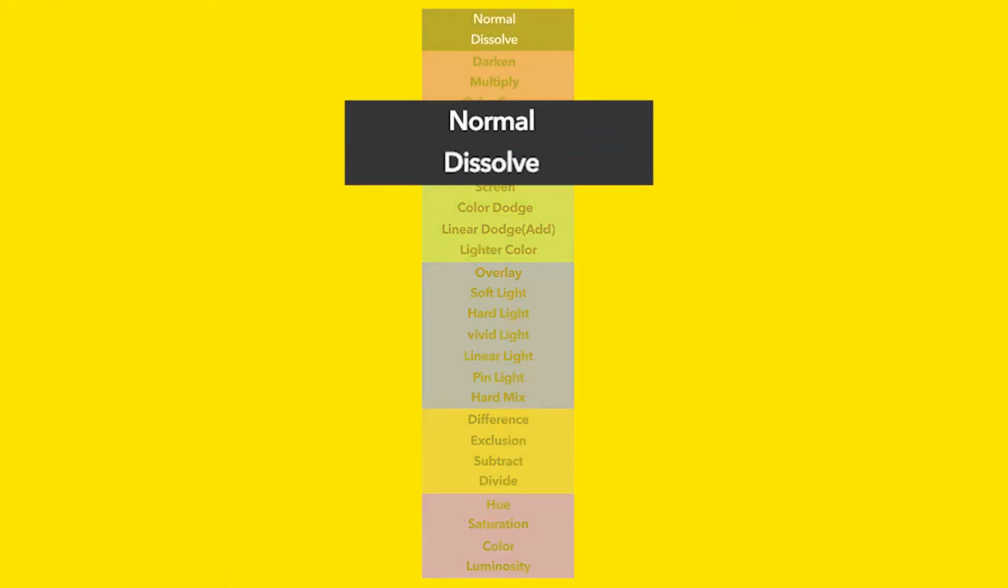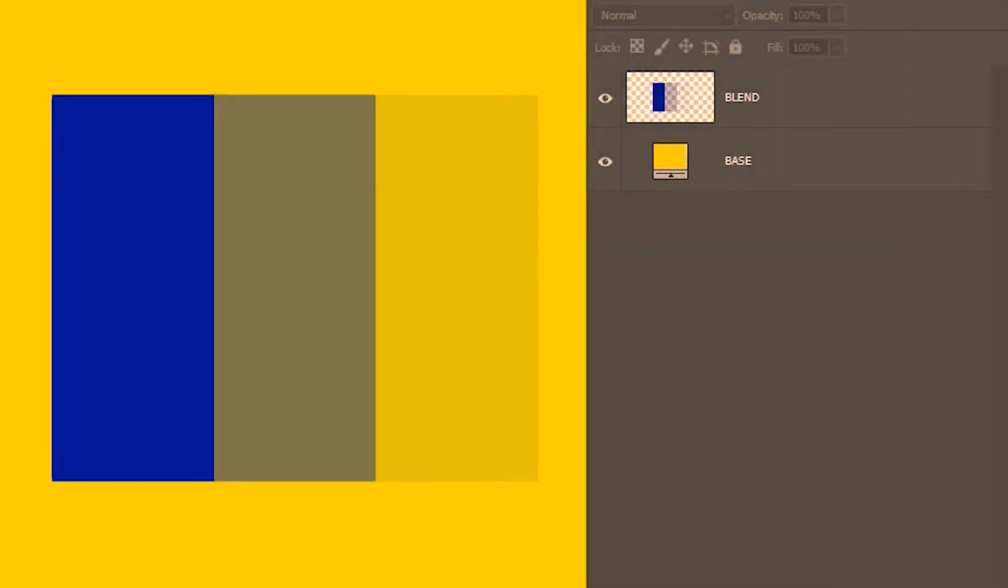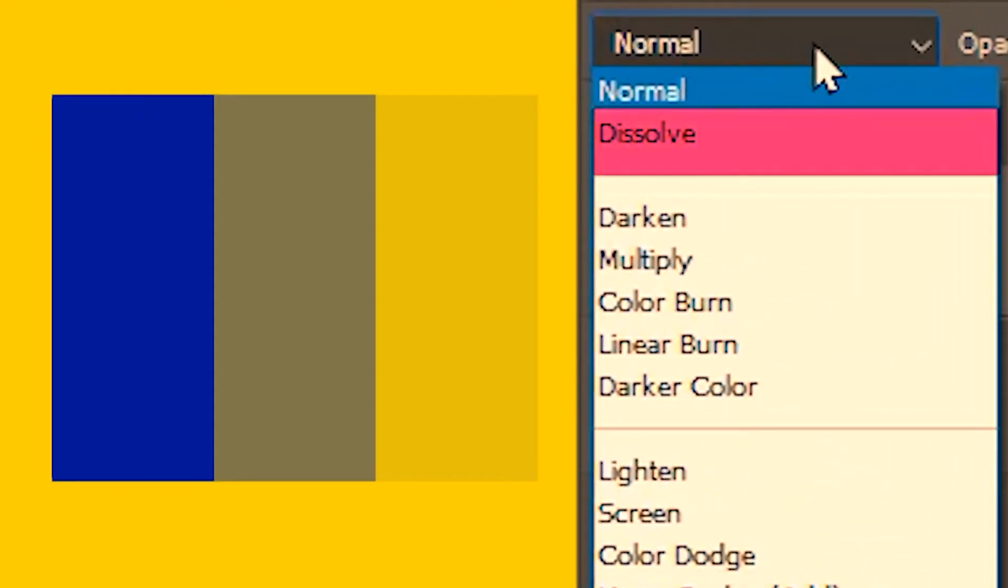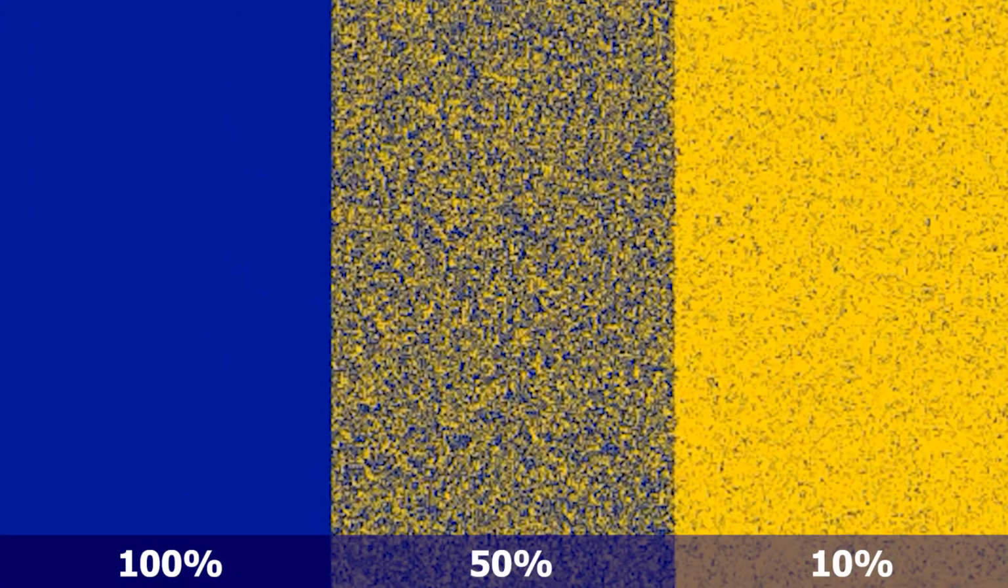The next blend mode in the normal group is dissolve. For dissolve too, we have the same example as normal mode. I'm going to click on the blend layer and then select dissolve. Now what dissolve does is that it randomly turns off pixels of the blend layer based on its opacity.